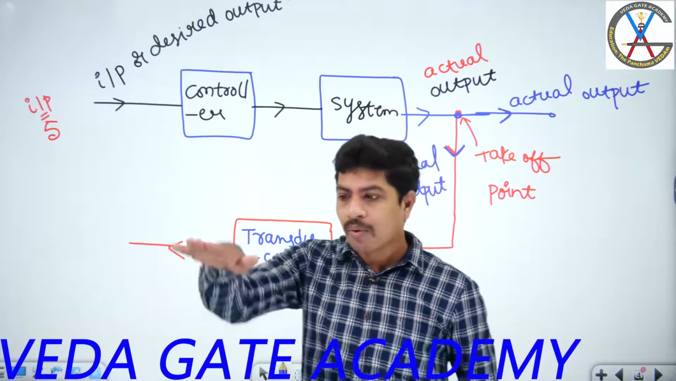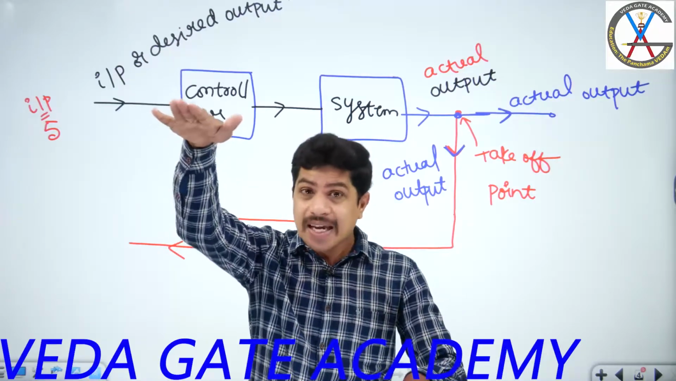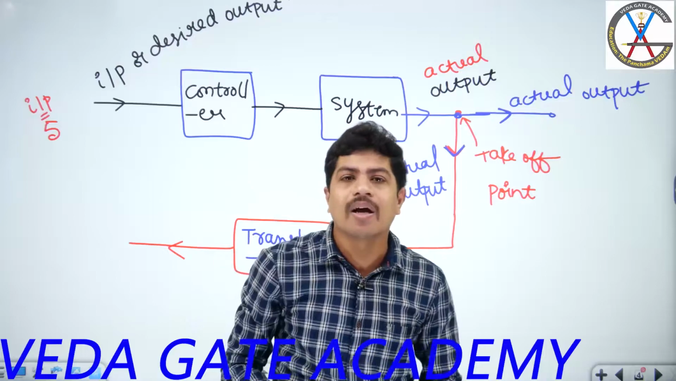Yes or not? I want to go to the 5th floor, but I am at the first floor. My desire is 5, but I am at the first floor. What is the error? 4. Error is what? 4.